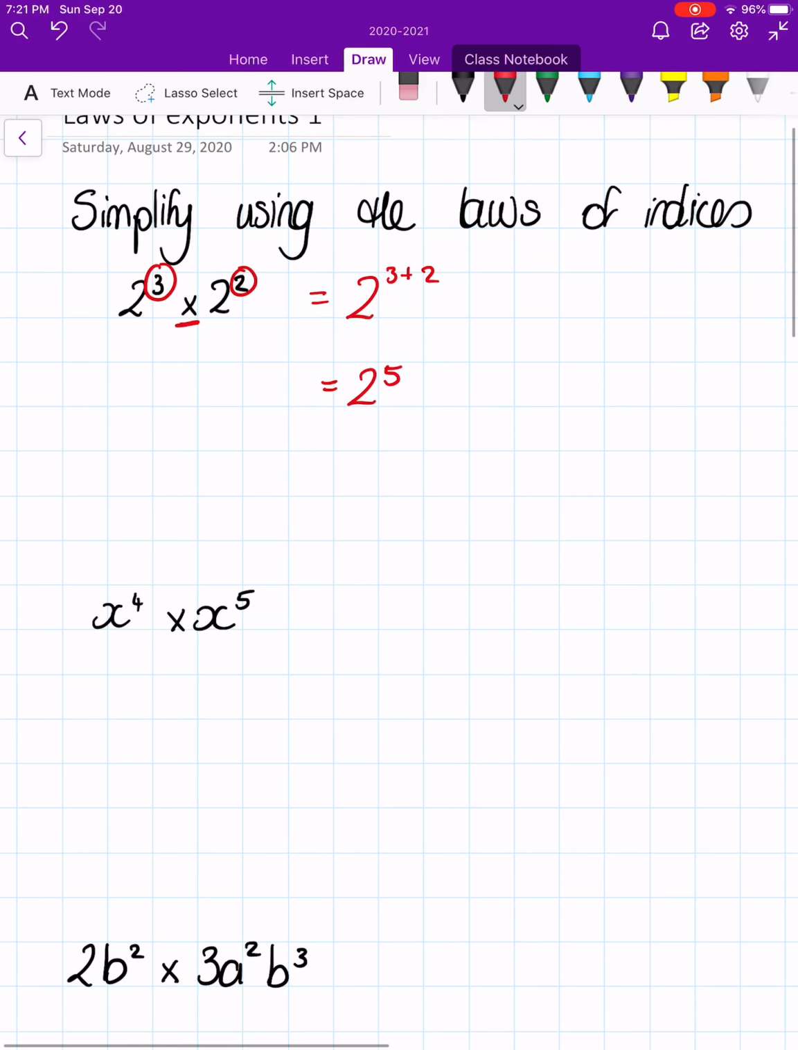We can do that with letters as well. So here, x to the power 4 times x to the power 5. We are adding those index numbers together. So here, x to the power 9.